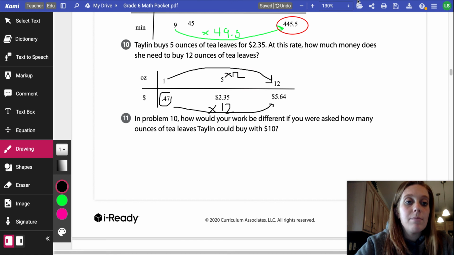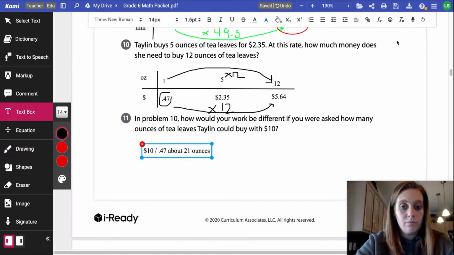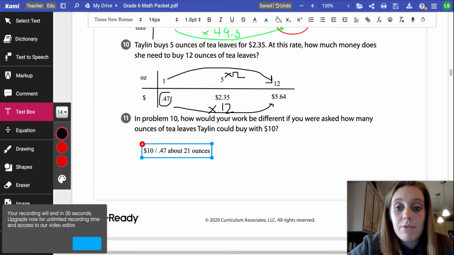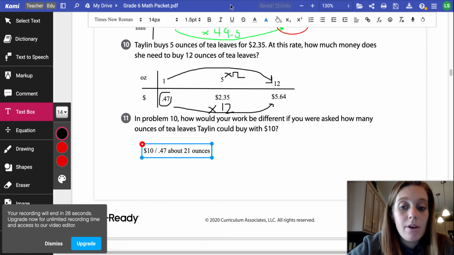So last question, hit pause if you haven't done it yet. Just hang on 1 sec. The work will come up and I'll quickly explain it. All right, so for this last question, we're talking about the information from question 10. So they want to know how our work would be different if you asked how many ounces of tea leaves she could buy with $10. So I actually used the unit rate that I found in question 10, 47 cents per ounce. And I took that and I divided $10 by 47 cents, because if I divide that $10 into groups of 47 cents, essentially what I'm doing is putting the tea into groups of 1 ounces.